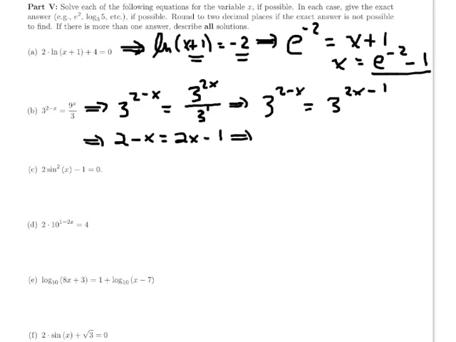So I'll have 2 minus x equals 2x minus 1, and again, if I add 1 to both sides and add x to both sides, I'll end up with x equals 1 as my final answer.